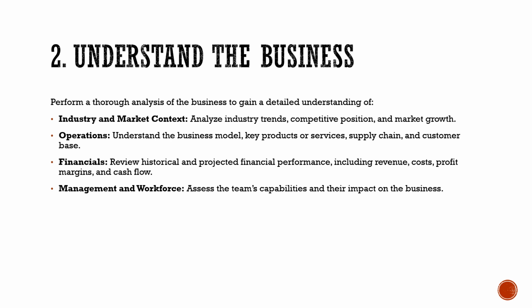Understanding the business. This is where performing a thorough analysis of the business comes into the picture. The first one is industry and market context, analyzing industry trends, competitive position, and market growth. The second one is operations, wherein we understand the business model, key products, and services. The third one is the financials, wherein we review historical and projected financial performance, which includes revenue, cost, margins, and cash flows. Last but not least is management and workforce, which assesses the team's capacity and capability and their impact on the business.